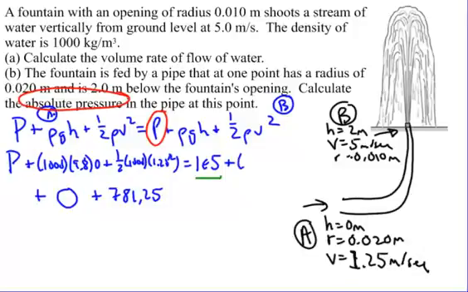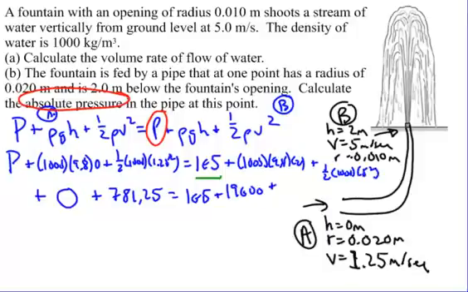Now I'm going to do rho g h. I have 1,000, and so 1,000 times gravity, which is 9.8, times my height, which is 2. Let me fill in some numbers here. I have 1 times 10 to the 5th. If I do that calculation right there, I get 19600. Plus I have 1/2 rho v squared: 1/2 times 1,000 times v squared, which is 5 squared. And when I calculate that, I get 12500.